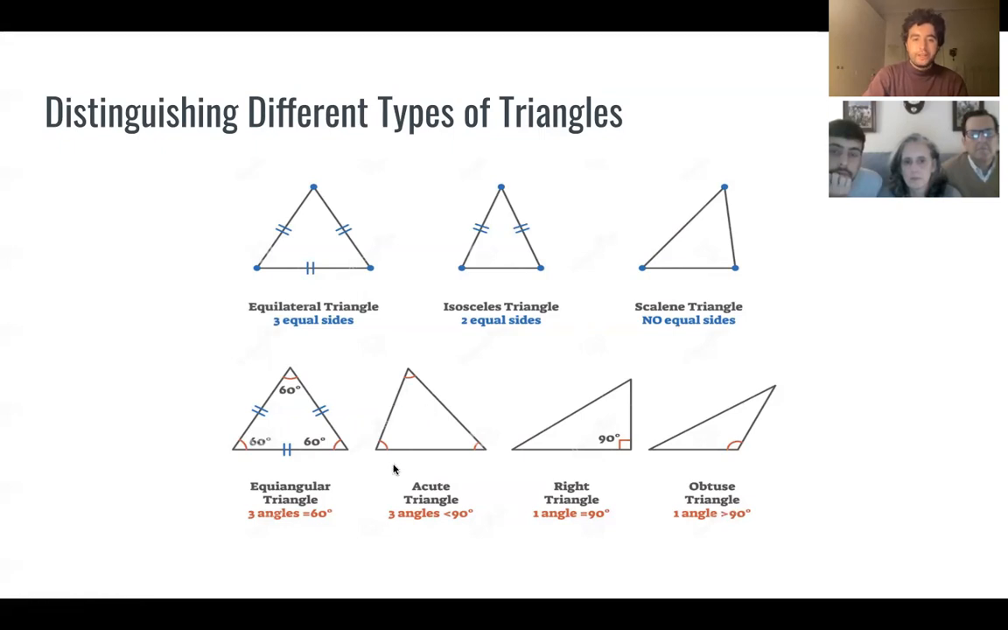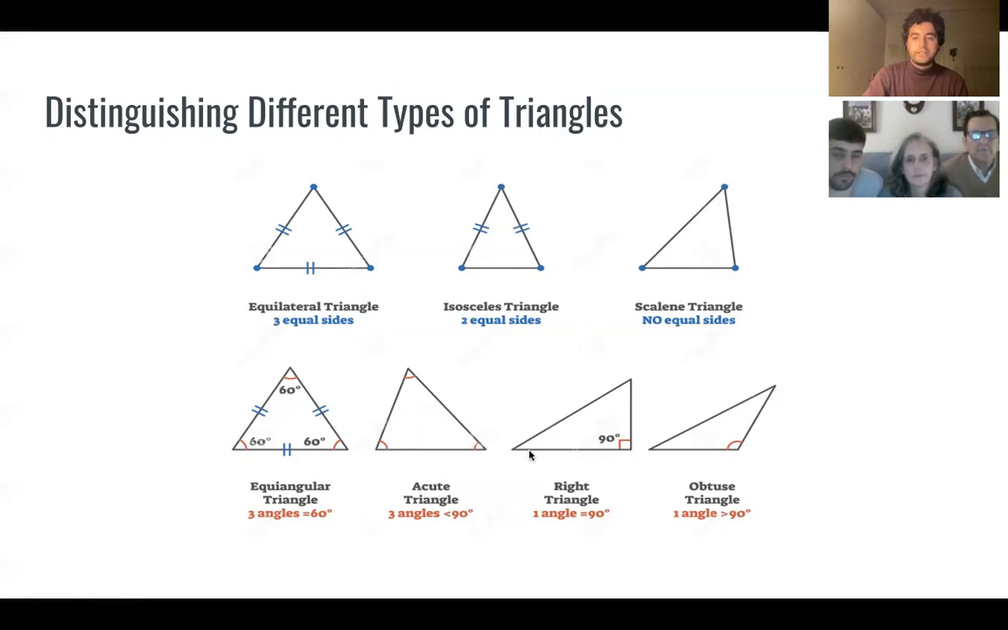In an acute triangle, as seen below, all 3 angles are less than 90 degrees. An equilateral triangle is an example of an acute triangle because every angle in an equilateral triangle is 60 degrees and 60 is less than 90.